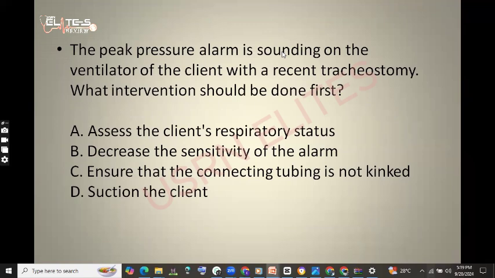Please, let's take this question. Someone should read it for us, please. The peak pressure alarm is sounding on the ventilator of the client with a recent tracheostomy. What intervention should be done first? A. Assess the client's respiratory status. B. Decrease the sensitivity of the alarm. C. Ensure that the connecting tubing is not kinked. And D. Suction the client. Who wants to try?